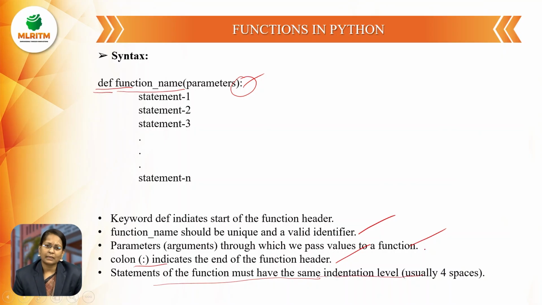Here, unlike C and C++, where we use open and closed brackets for the set of statements of a function, we use indentation for each line. Generally, this indentation is 4 spaces.